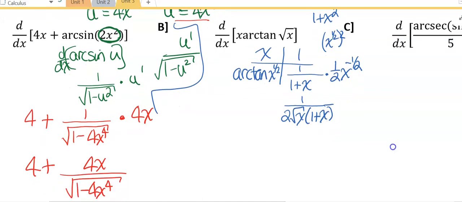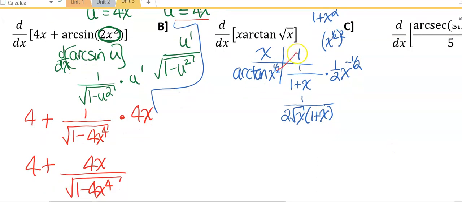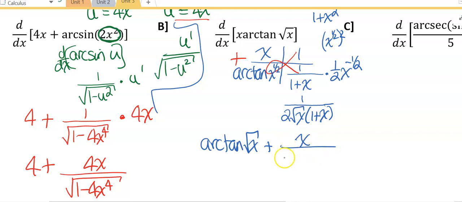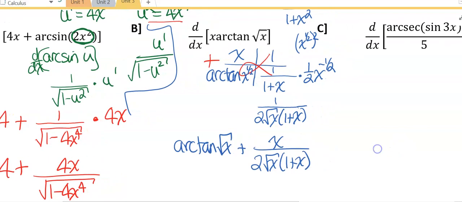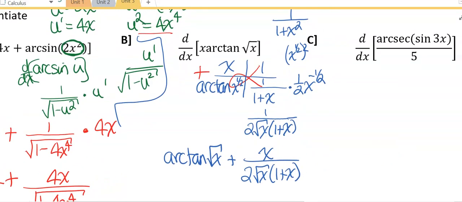Oof. Okay, so let's apply the product rule, and we have arctan of the square root of x plus, that's these two multiplied together, and then x times this. So we'll have x over 2 times the square root of x times the quantity 1 plus x, and then we're finished. So there, I didn't use u, I just applied the chain rule.